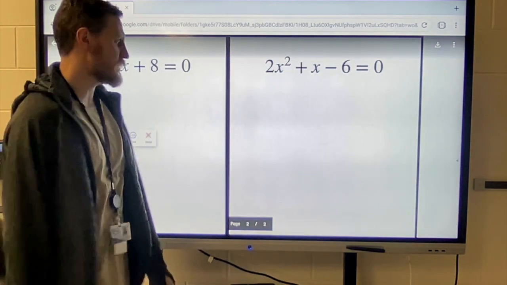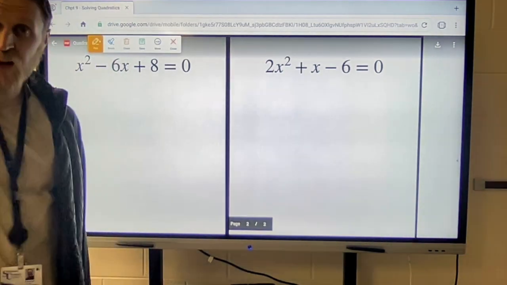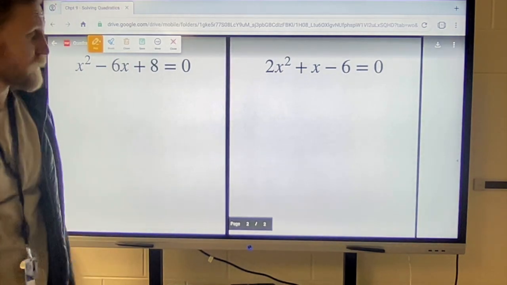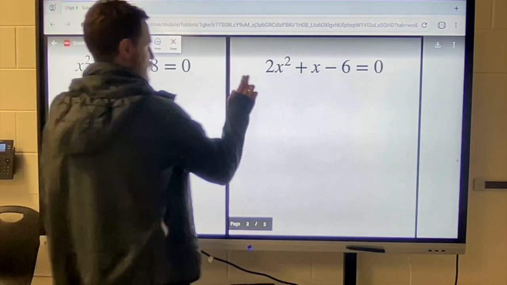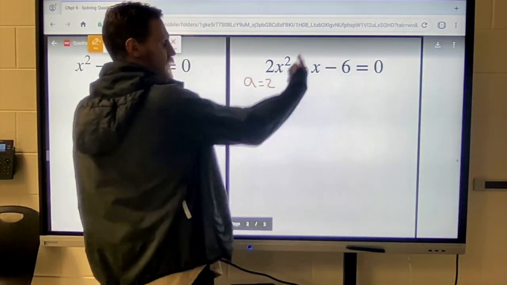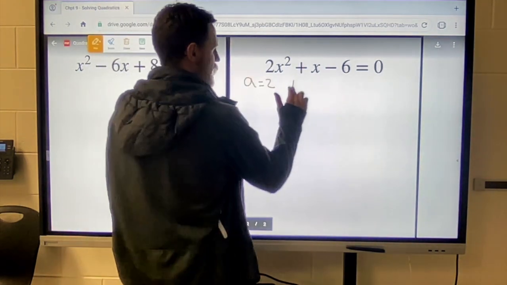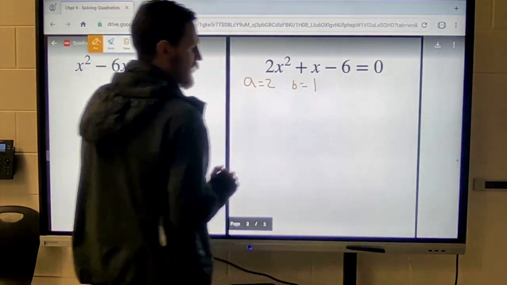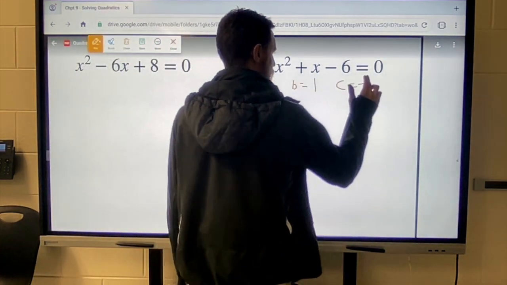All right, 2x squared plus x minus 6 equals 0. It's the same thing. So what's your a value, your b value, and your c value? Remember, a is the thing that's in front of the x squared. So in this case, it's a 2. The b is the number in front of the x. There's nothing in front of the x, but the x is still there. So that tells me that the b is an invisible 1. And the c value is not 6, it's -6.